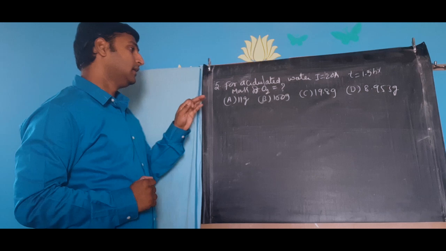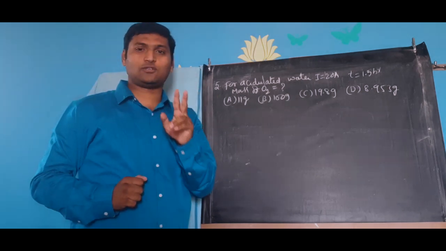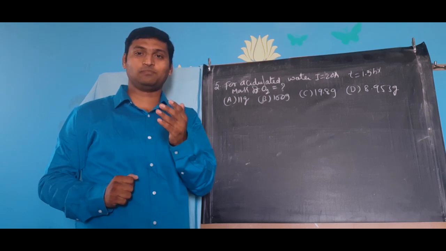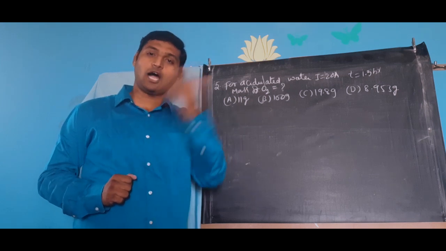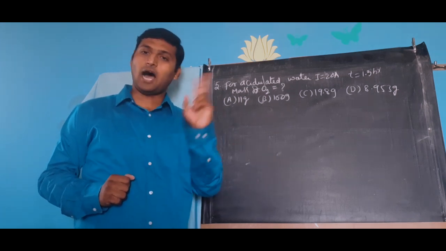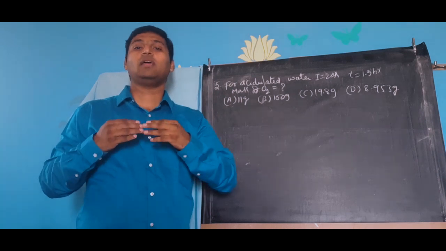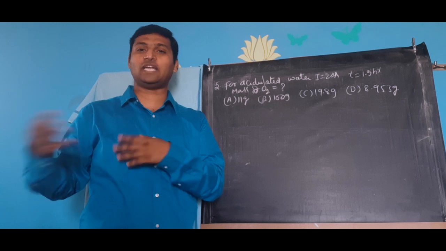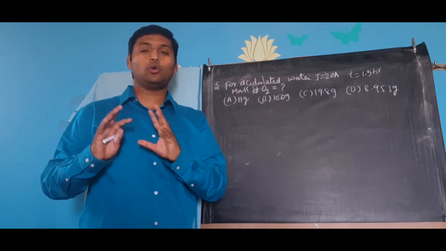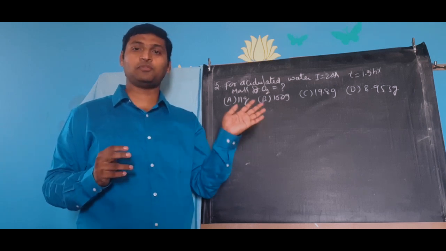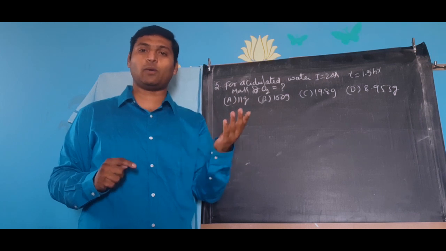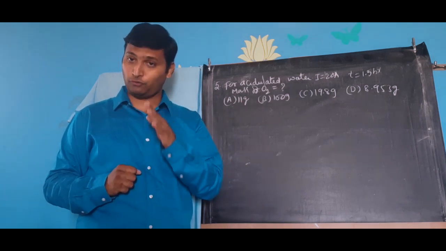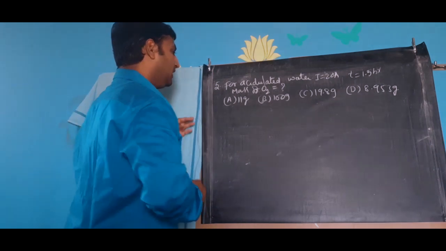Now, there are two ways of solving this question. One, using the unitary method: if this much for this much, how much for this much? Or two, directly using the formula of Faraday's first law, W is equal to ZIT. Let us do both the methods for this problem. For the rest of the problems, I will go by one method. You can follow whichever method is comfortable for you. Okay. So observe here.